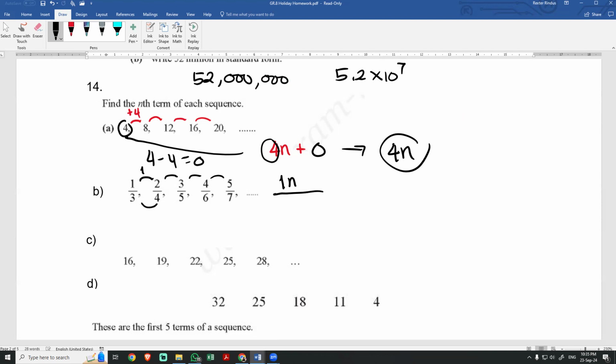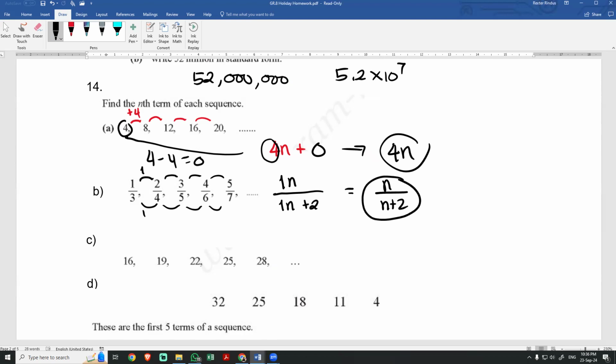Below, it's going to be the same thing. It's going to be 1 difference, so just put 1n again. But this time, it's going to be 3 minus 1. Again, 3 minus 1 is going to be 2. So you will have it like that. So in short, it will become n over n plus 2. That's your n term of this one here.